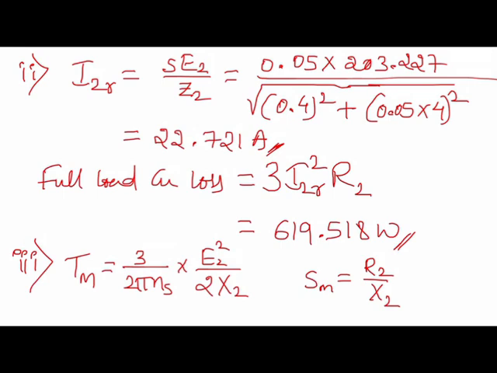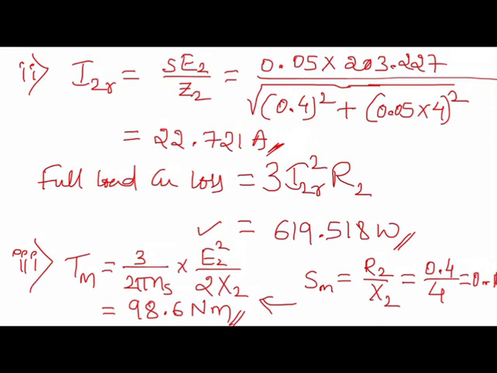If you substitute S equal to R2 by X2, we get this equation. Substituting all the quantities, E2, X2 and ns which we know, we get the maximum torque of the induction motor as 98.6 Newton meter. The slip during the maximum torque condition is R2 by X2. R2 is 0.4 divided by X2 is 4, so the slip will be 0.1. This is the slip under maximum torque condition.